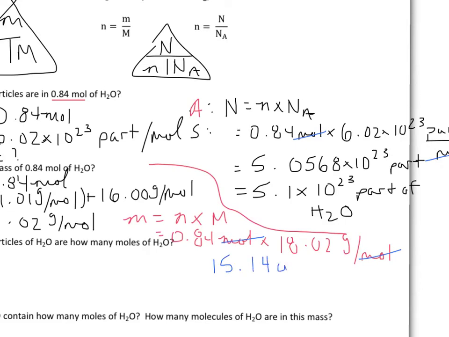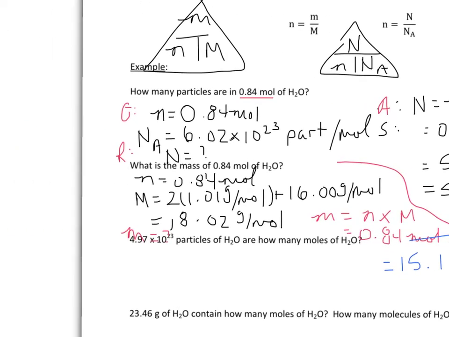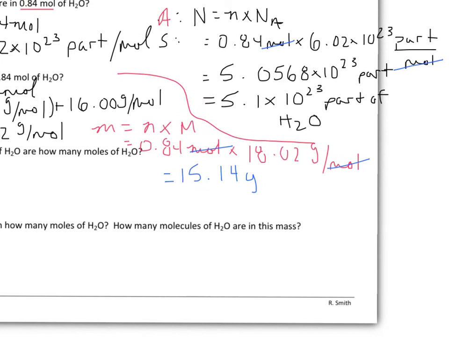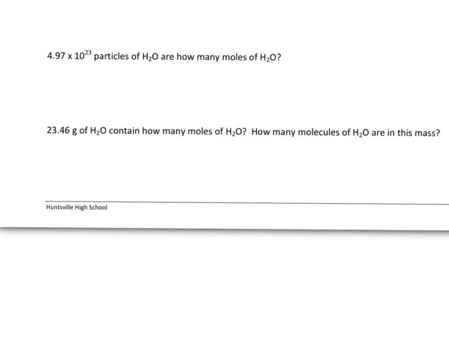I'm left with 15.14 grams. But now I have to look back at my significant digits from the start of the question, and I see that in the question I stated that 0.84 has 2 significant digits, which means that I must represent the answer I have here with 2 significant digits. So I must now write this with 2 significant digits, which would be, therefore, 0.84 mole is 15 grams. So let's go on to the last example here.